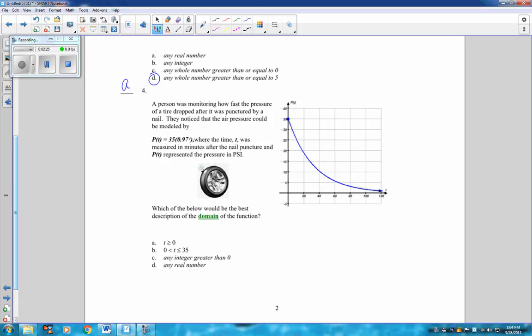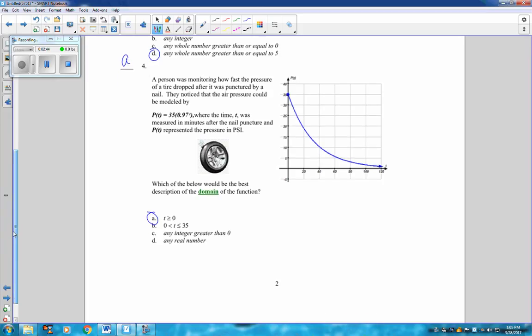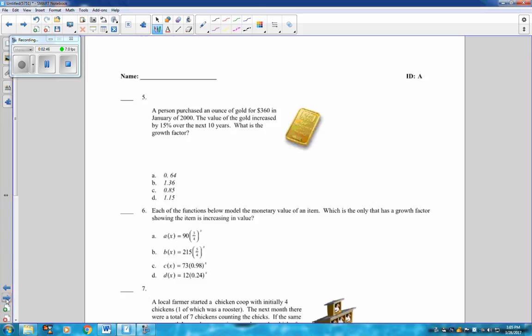And you've read the problem, and it's asking for domain, and domain is T. T is represented by time, and the time is in minutes. You can have part of a minute. So your domain would be everything that is greater than 0. Number 5 is D.